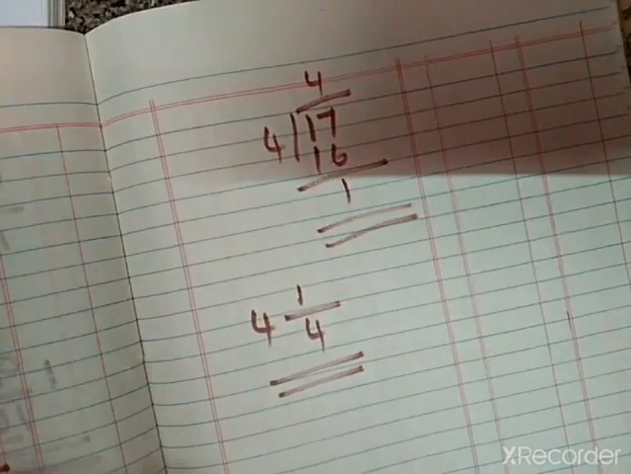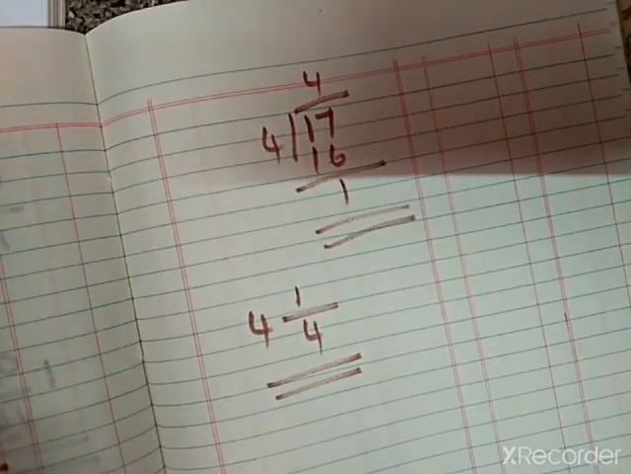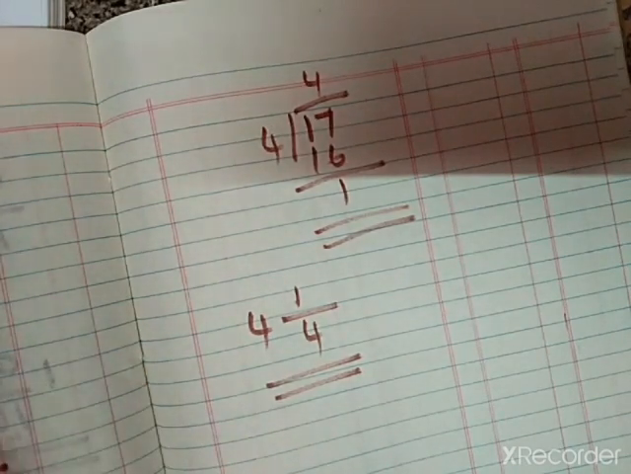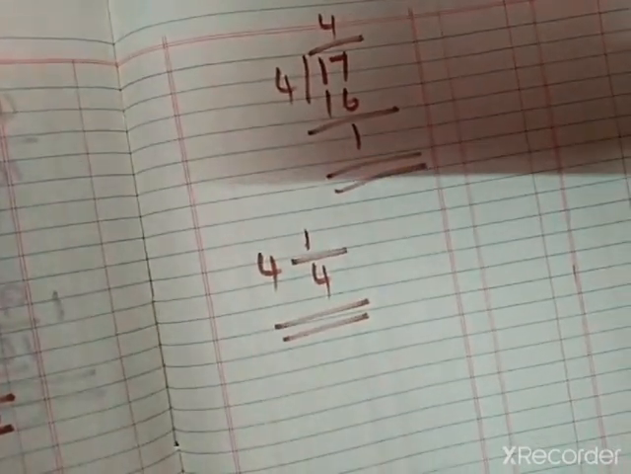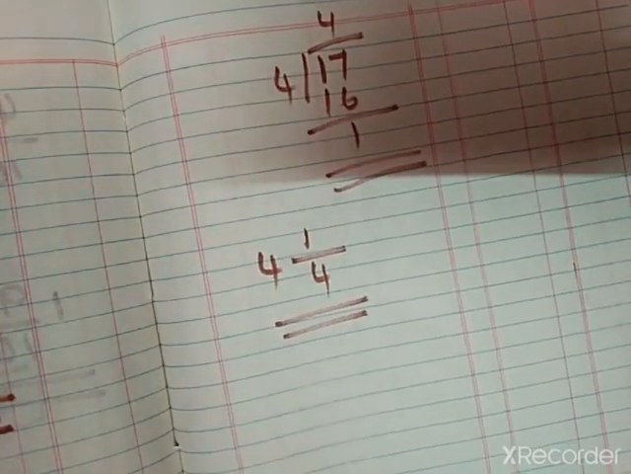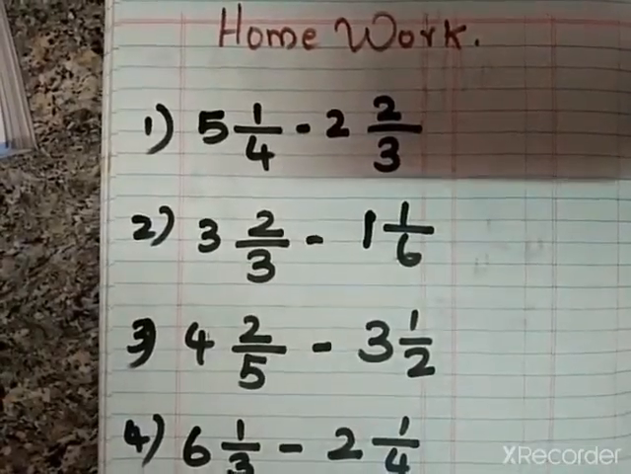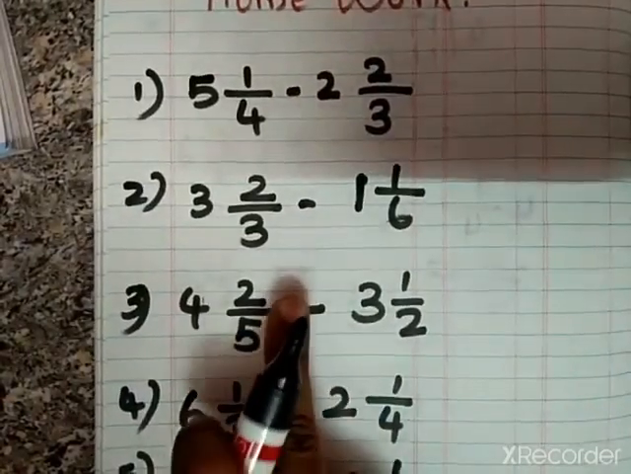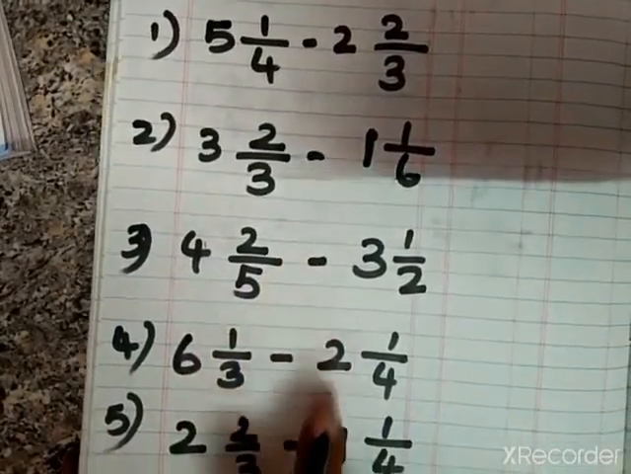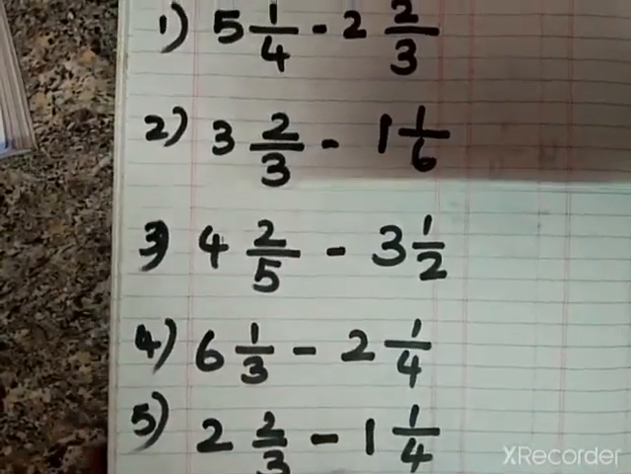So I hope how to do the subtraction of mixed fractions where we have unlike fractions is also clear to you. Here are your homework questions, and all these 4 questions I have explained. You have to copy them into your classwork. After that you have to complete the homework also in your classwork. So these are your homework questions: first, second, third, fourth and fifth. These 5 questions you have to complete.